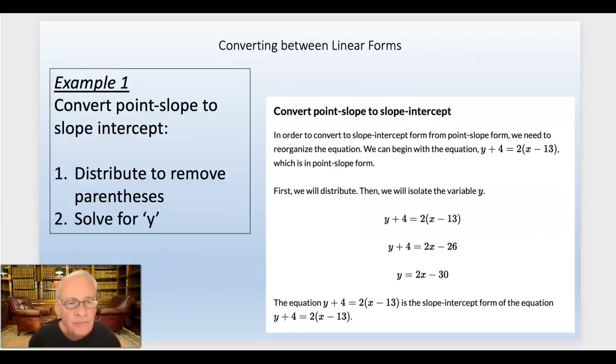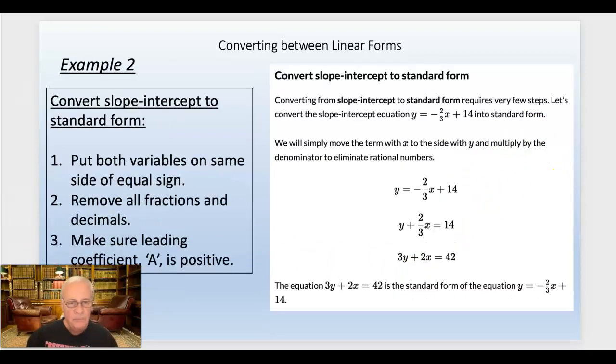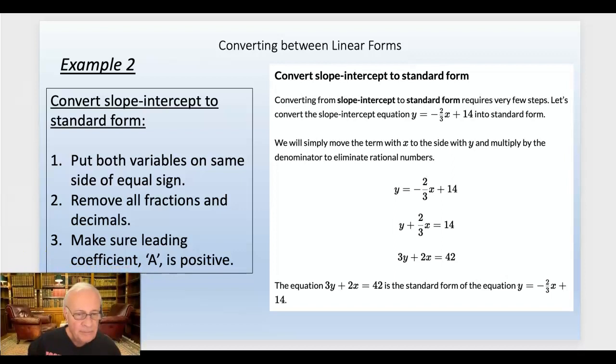All right, example 1. Convert from point-slope to slope-intercept. All right, this is something that I want you to be able to do. What do you do? First, you distribute to remove the parentheses. Then you solve for y. It's relatively simple. In this case, there's parentheses right here. Just distribute that 2 times x and 2 times negative 13. And then take the 4 to the other side. Subtract 4 from both sides, all right? Basically, it's solve for y. Take this equation up here and solve for y, and get rid of the parentheses.